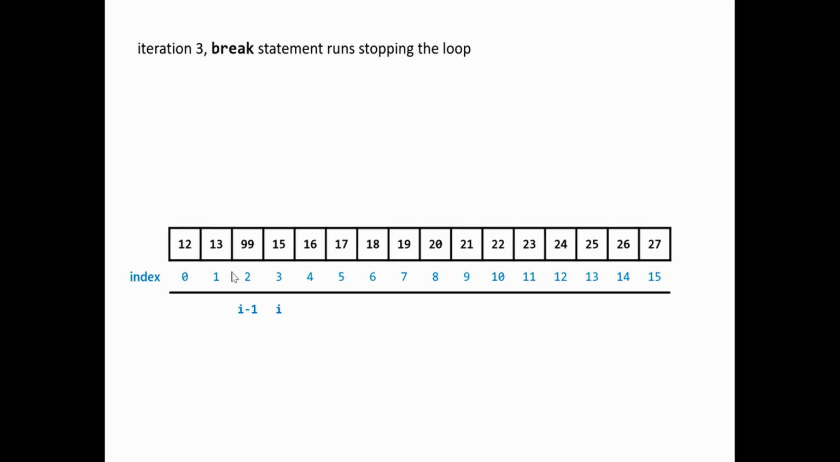Okay, so for example, at the third iteration of the loop, I is 3, I minus 1 is 2. The previous element is bigger than the current element, so I know that that array is not sorted, so I can stop.